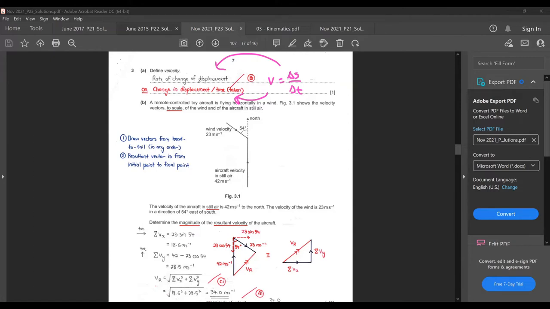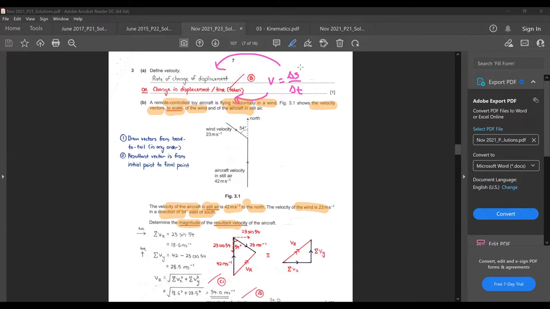Now for part B, we're telling you that you have a remote control toy aircraft that is flying horizontally in the wind. This figure shows you the velocity vectors to scale of the wind and the aircraft in still air. The velocity of the aircraft in still air is 42 meters per second to the north. The velocity of the wind is 23 meters per second in a direction 54 degrees east of south. So determine the magnitude of the horizontal velocity of the aircraft.